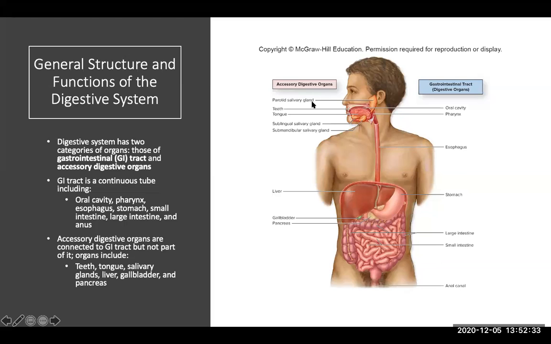And then the accessory digestive organs are connected to the GI tract but are not a part of it. So they will secrete substances that go into the GI tract, or they'll help mechanically break down the food. So your salivary glands, your teeth, your tongue, the liver, gallbladder, and pancreas are part of those accessory digestive organs.